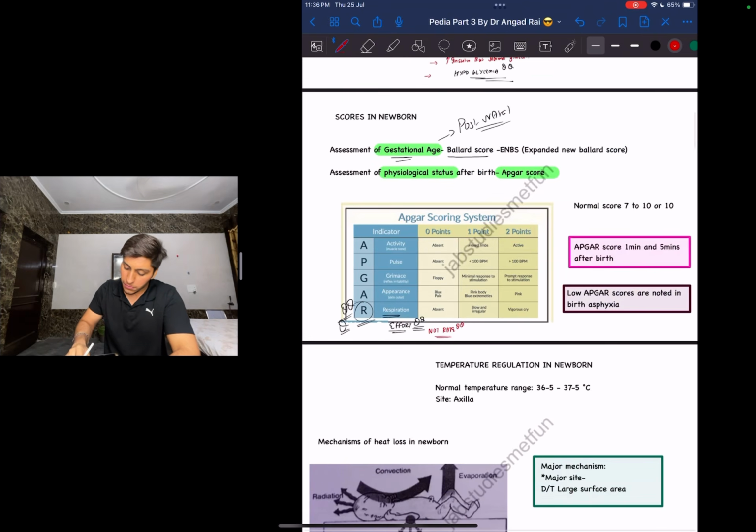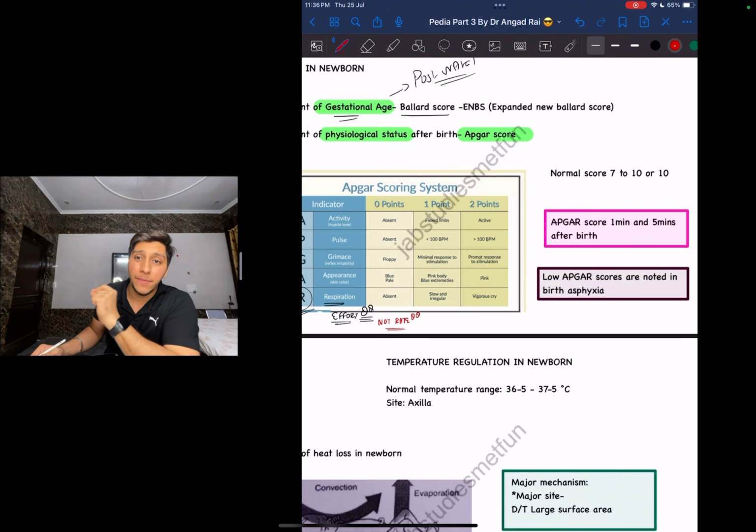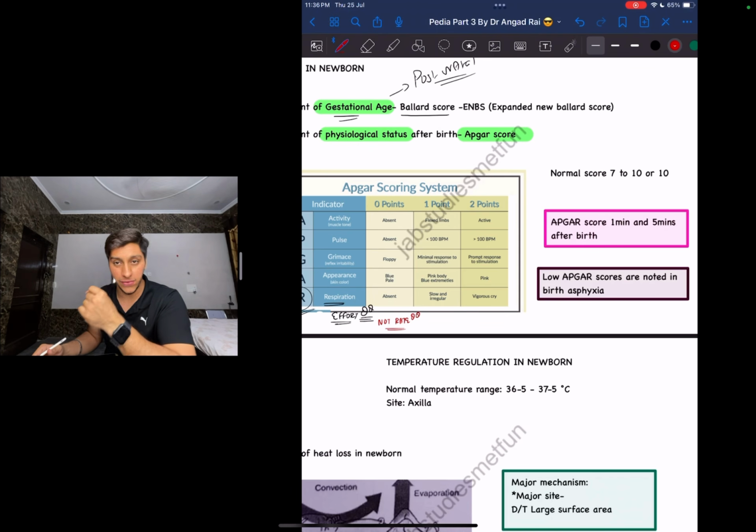If the score is more than 7, it is good to go. If anything less than 7, some interventions will be required. Remember, a low APGAR score like 3 or less than 3 is a very severe condition that requires immediate management. They are mostly associated with birth asphyxia.